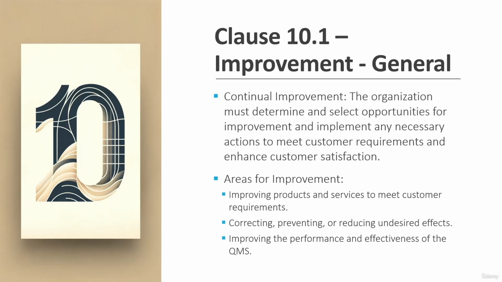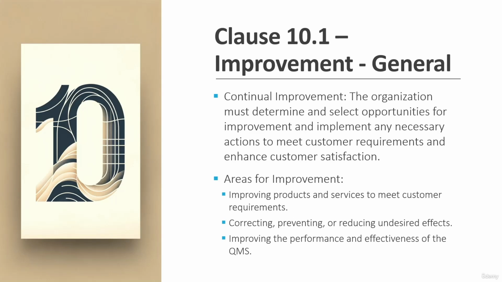Clause number 10 has been subdivided into three parts. The first part is general, which we will be covering in this video. And then 10.2 covers the non-conformity and corrective action, and 10.3 is on continual improvement. Let's focus on 10.1, which is the general clause related to improvement. So this clause requires organizations to determine and select opportunities for improvement, so find out where improvement can be done and implement necessary action. And now what is the purpose of that? The purpose is meeting customer requirements and enhancing customer satisfaction.